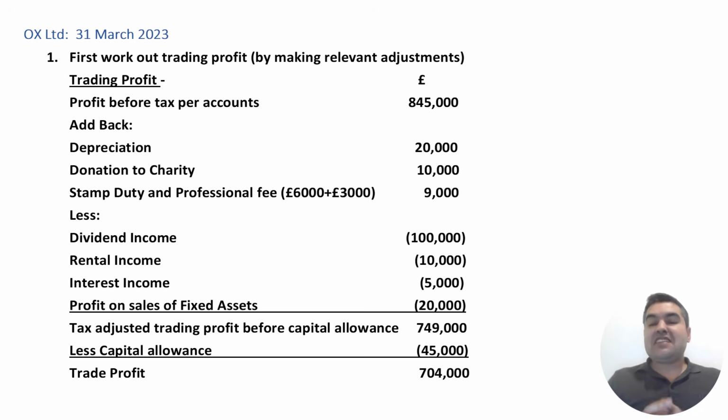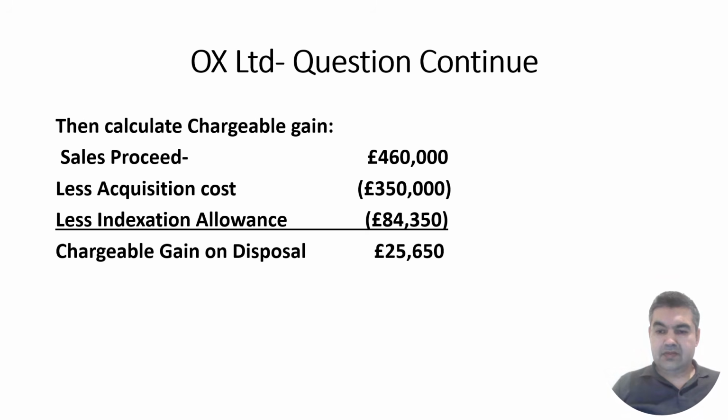Okay, less capital allowances. The capital allowances are already given in the exam. You have to work it out. I will be making a separate video, and then it will give you a trading profit. Now let's deal with the chargeable gain. It starts with the sales proceeds, less acquisition costs, less indexation allowance. Indexation allowance, as I said, was frozen as of 31st December 2017. So this will give you the chargeable gain on disposal.